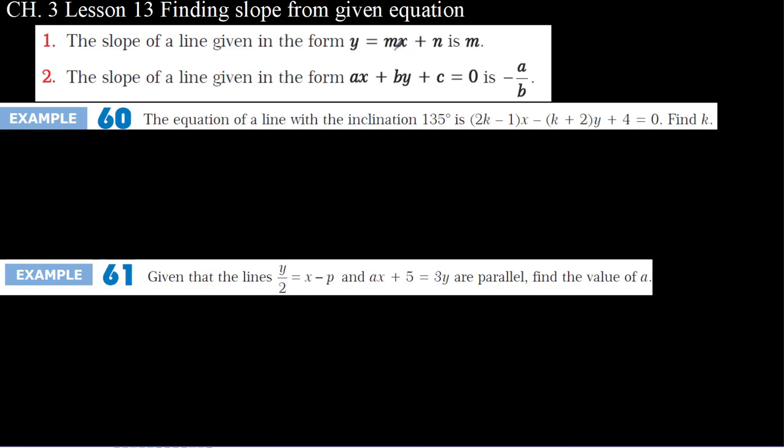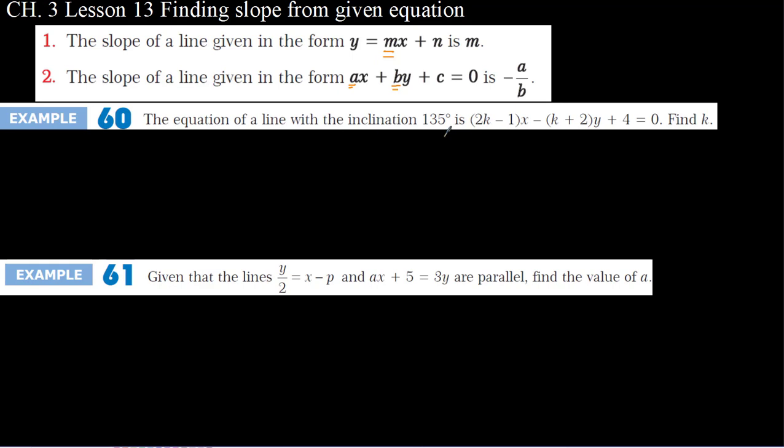y = mx + n, where m is the slope, or ax + by + c = 0, which is another way, also called the standard form. And the slope here is equal to minus the coefficient of x divided by the coefficient of y. Let's start with the questions to understand better.